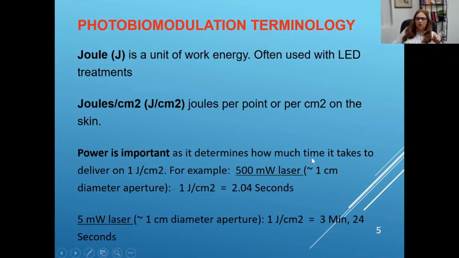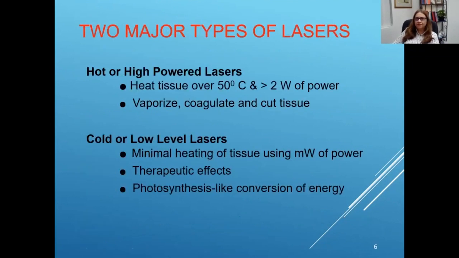So if I were giving you an example of a 500 milliwatt laser, it could deliver a joule in just over 2 seconds. On the other hand, if I only have a 5 milliwatt laser diode that I'm using, it's going to take me 3 minutes and 24 seconds to deliver the same amount of energy. So the power is important.